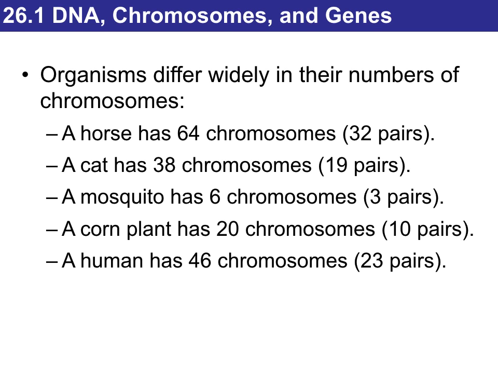Looking here, you see that organisms very widely differ in the number of chromosomes they have. For example, a horse has 64 chromosomes organized in 32 pairs. We're going to explain why the pairs are important. A cat has 38 chromosomes, a mosquito 6, a corn plant 20, and a human has 46 chromosomes. Please note that the number of chromosomes doesn't make the organism more sophisticated or more advanced.